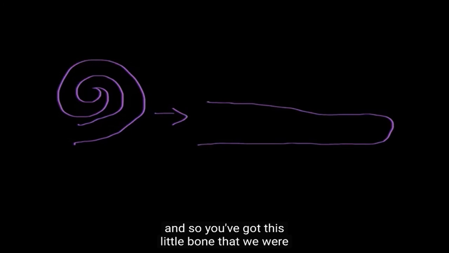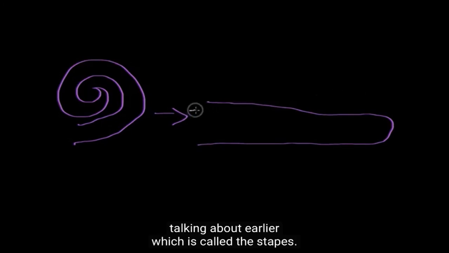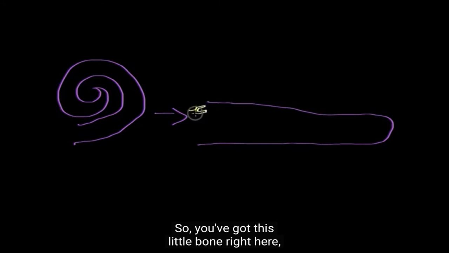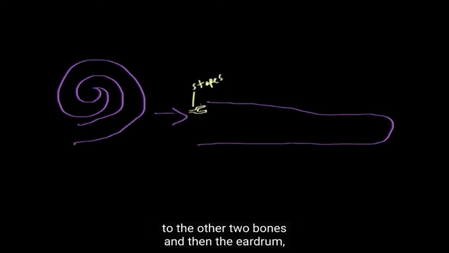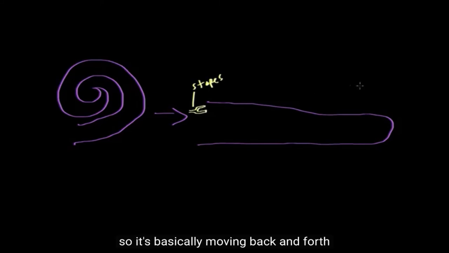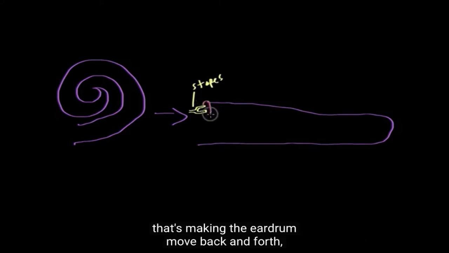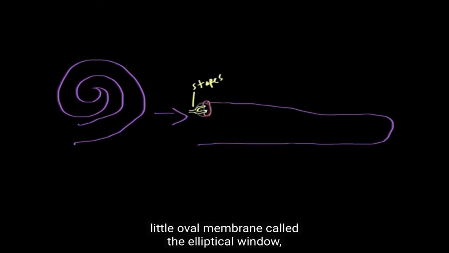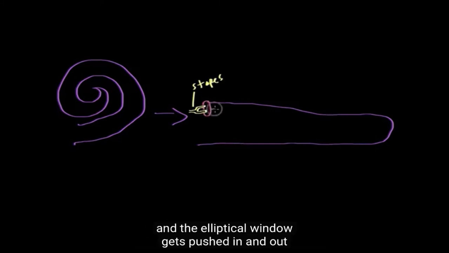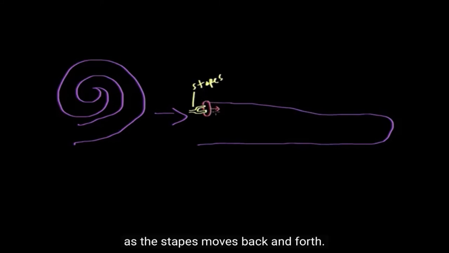And so you've got this little bone that we were talking about earlier, which is called the stapes. It's connected to the other two bones and then the eardrum. So it's basically moving back and forth at the same frequency as the sound wave that's making the eardrum move back and forth. And this stapes is connected to this little oval membrane called the elliptical window. And the elliptical window gets pushed in and out as the stapes moves back and forth.